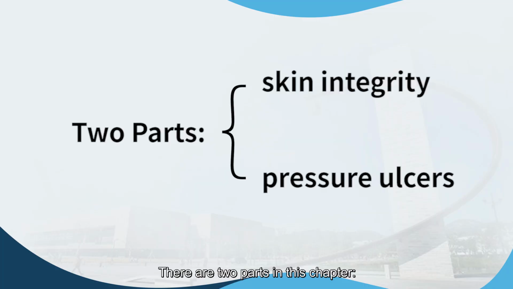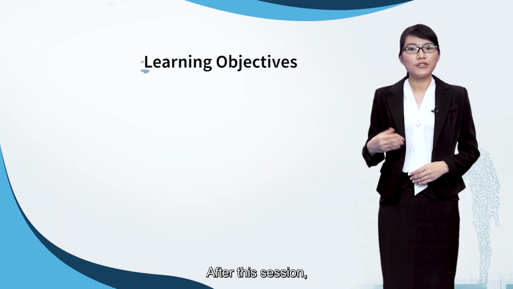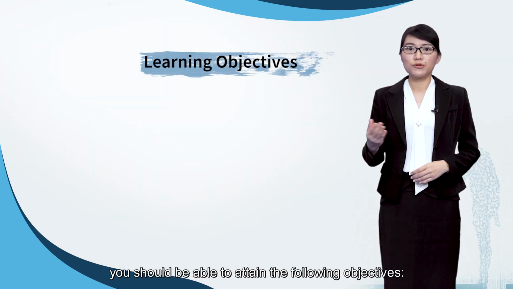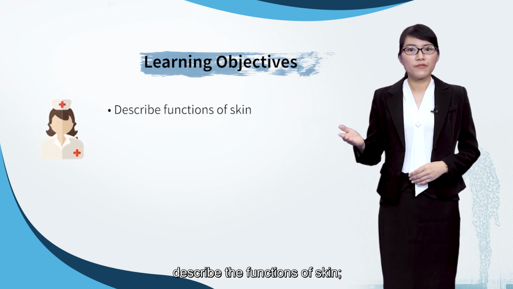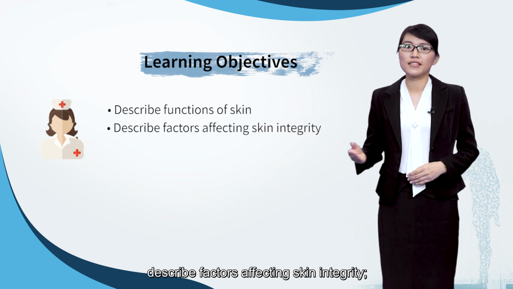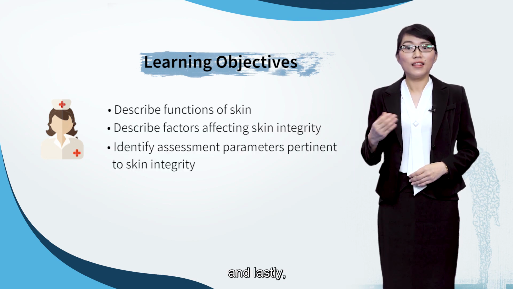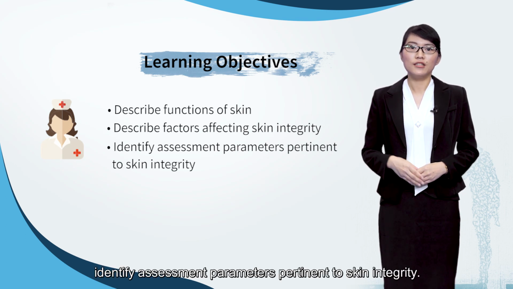There are two parts in this chapter, skin integrity and pressure ulcers. Let's go through the first part about skin integrity this time. After this session, you should be able to attain the following objectives. Describe the functions of skin. Describe factors affecting skin integrity. And lastly, identify assessment parameters pertinent to skin integrity.